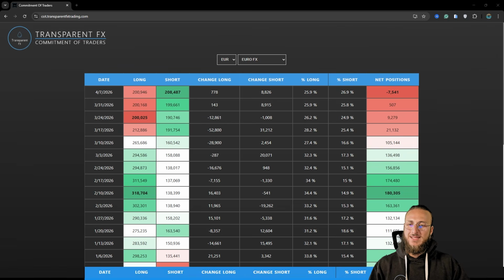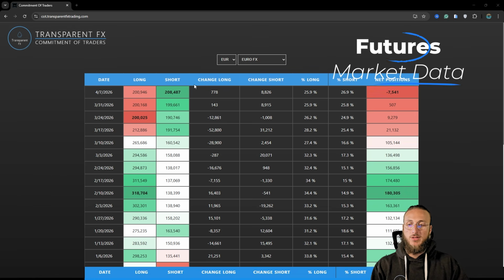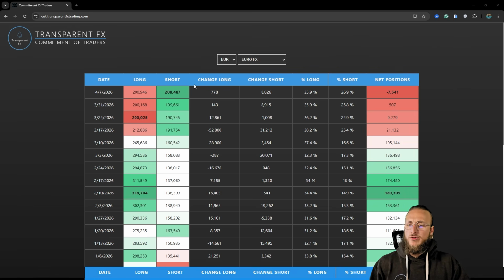So before we get into how to use it, let's make the foundation very clear first. The Commitment of Traders report is basically a report that shows how different categories of traders are positioned in the futures market, and that point actually matters. So this is futures market data. Even if you're trading forex, gold, indexes, or crypto through spot or CFDs, what you're looking at here is futures positioning, and it is being used as a market sentiment and positioning tool.